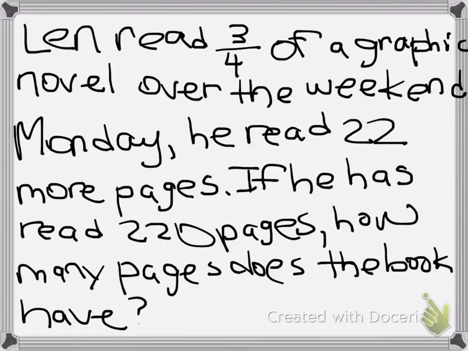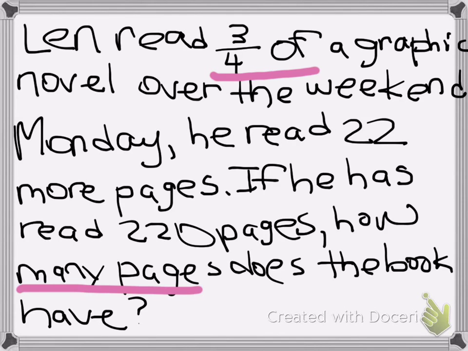Now we have another similar problem here. It says Len read 3/4 of a graphic novel over the weekend. So again, we have the 3/4 and we have the "of," so 3/4 times. I'm going to look for my variable, and it's talking about how many pages. So we're thinking of pages in this graphic novel. Okay, so 3/4, let's say p for pages. So 3/4 times p, or 3/4 p. Then it says over the weekend, oh no, he read that over the weekend.